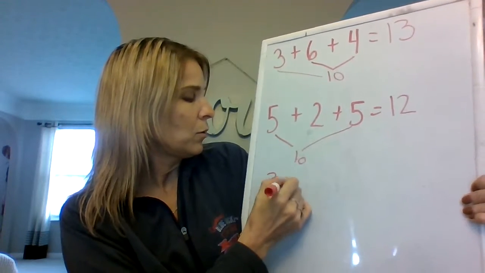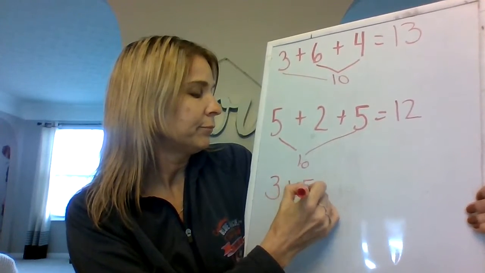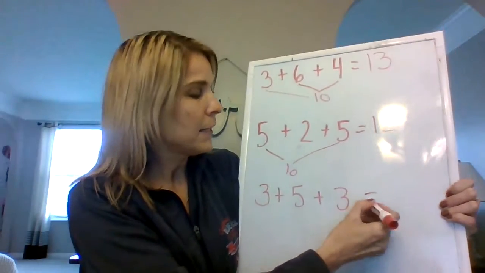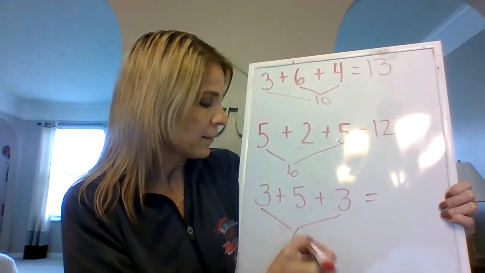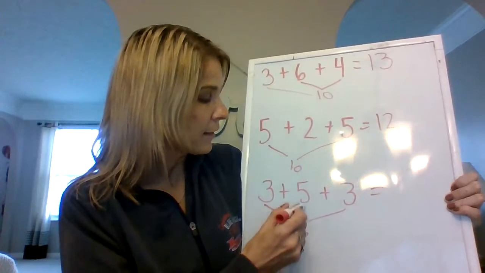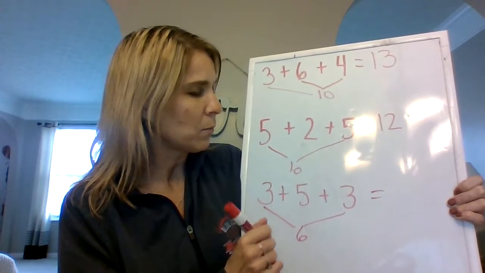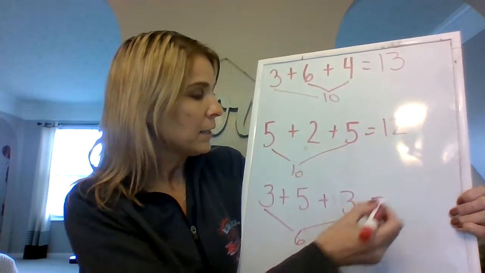So you can do, let's say, 3 plus 3 plus 5. I know that 3 plus 3 is easy for me. It's a 6. And then 6 plus 5, I know there's a 5 in here, so 5 plus 5 is 10 and one more. So that would be 11.